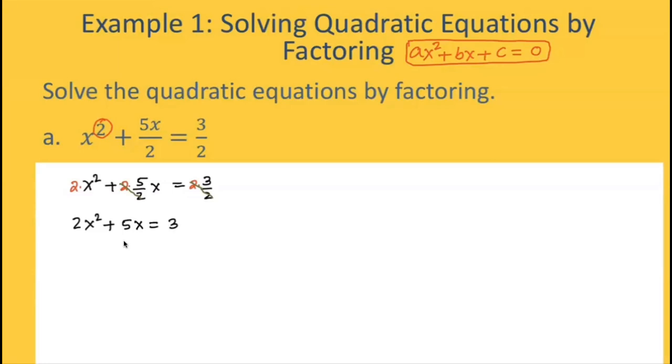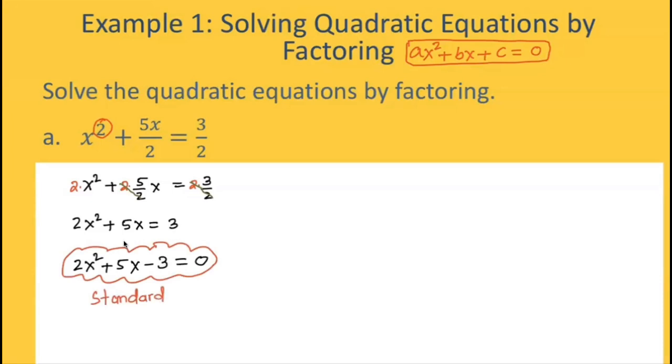So you can write that as 2x squared plus 5x minus 3, subtract 3 on both sides, equal to 0. So now, this is the quadratic equation in standard form.